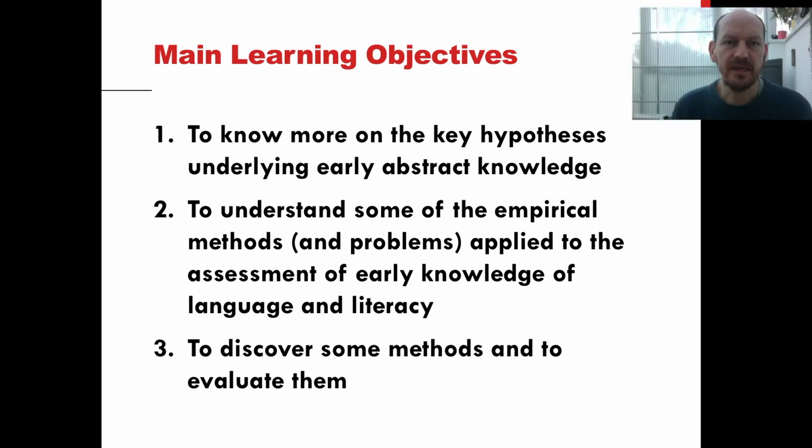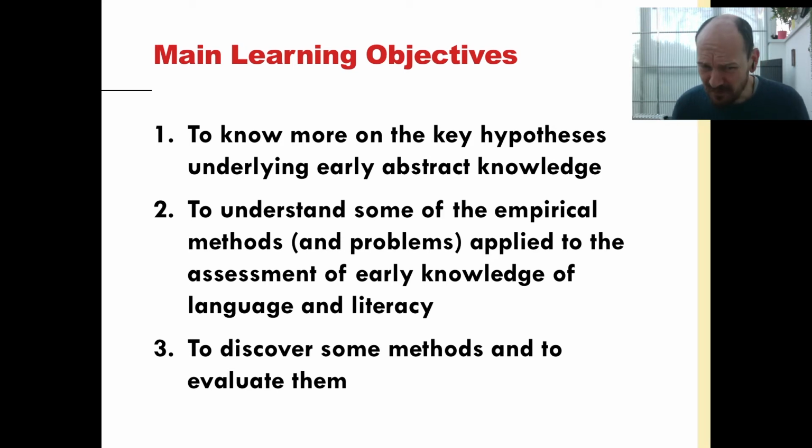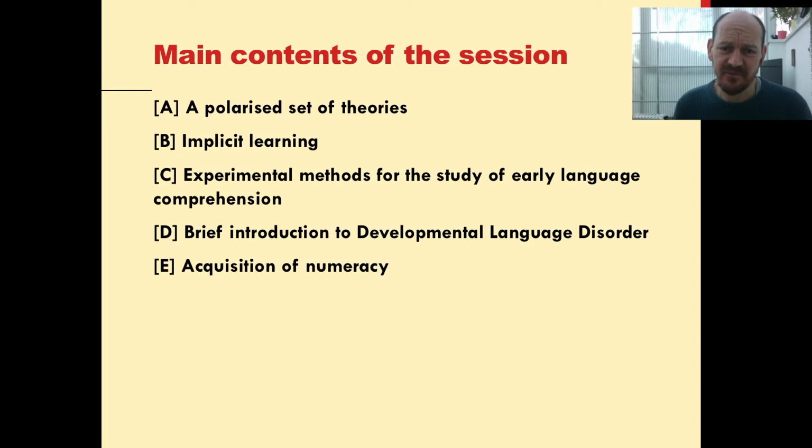The 3 main learning objectives: the first is to know more about the key hypotheses. We'll be dealing with both language and a little bit of numerical knowledge as well. The second objective is to understand some of the empirical methods applied to the assessment of early knowledge of language and numeracy. And finally, to evaluate them, to know a little bit more about the problems that they might have when we are using them.